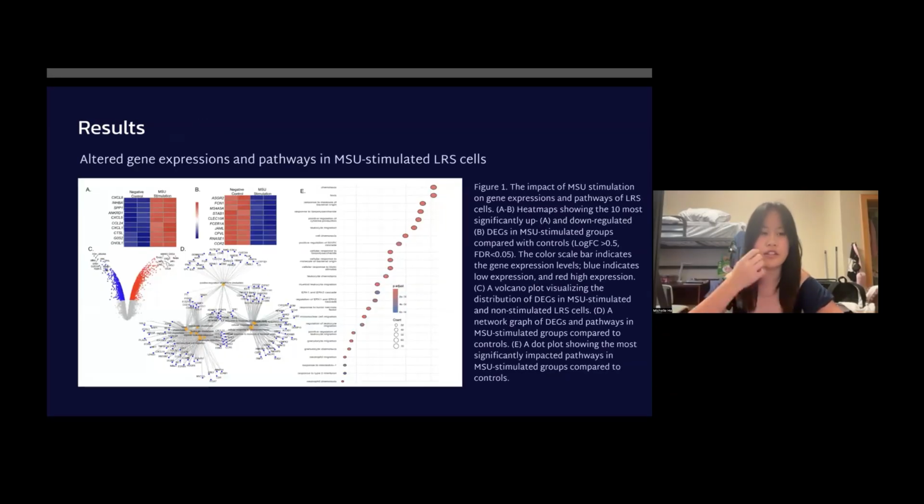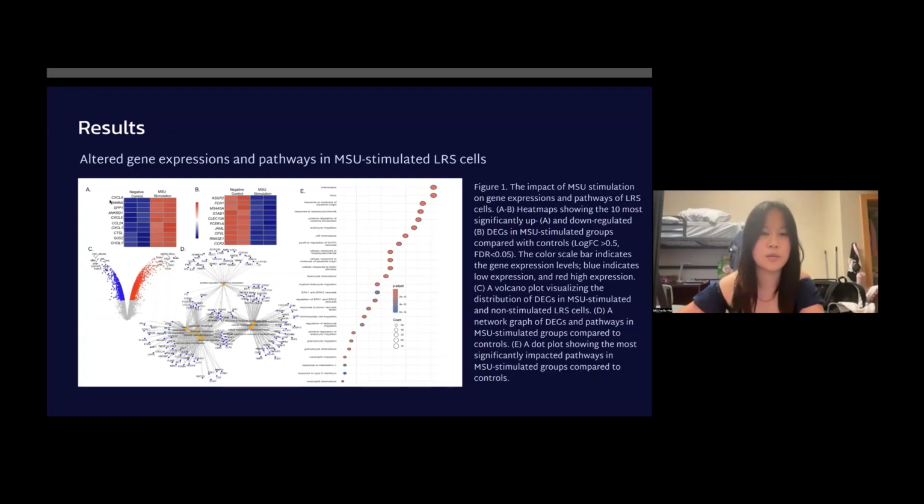This graph shows the altered gene expressions and pathways in the MSU-stimulated LRS cells. In plot A, you can see that we have the control group on the left and the MSU-induced group on the right. The red shows an upregulation in genes, while the blue indicates low expression. As you can see, CXCL8 was upregulated in MSU groups, but downregulated in the control groups.